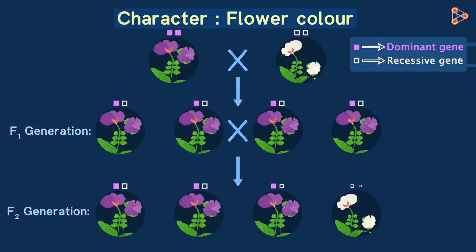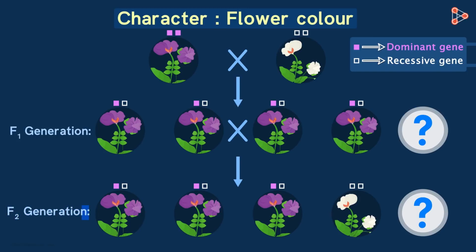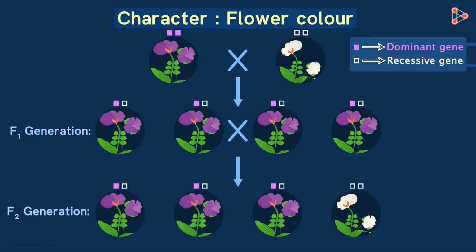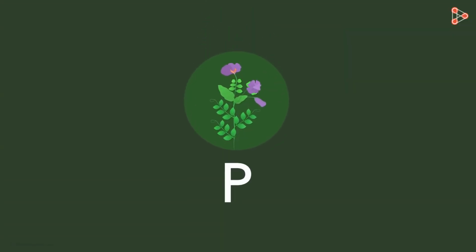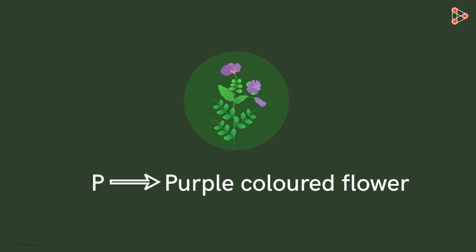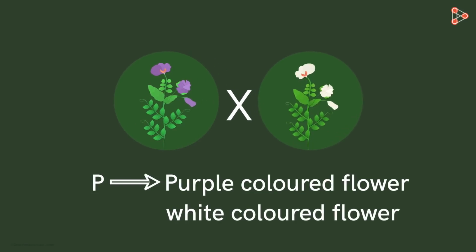So why did the recessive genes not express themselves in the F1 generation? And how did they get expressed in the F2 generation? Let's understand this with the help of a theoretical explanation of this cross. Let's consider letter P written in uppercase as the allele, that is factor in Mendel's terms, for the purple-colored flower. And the white-colored flower will be represented with the allele p written in lowercase.